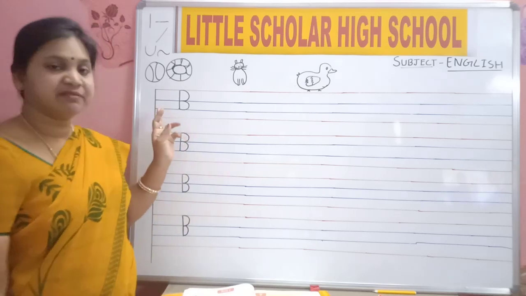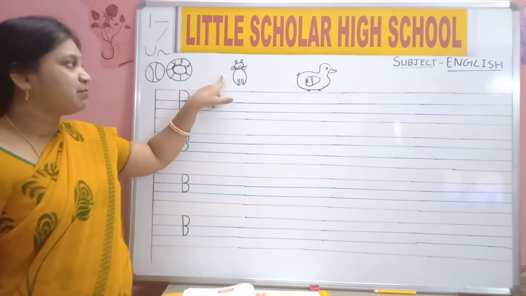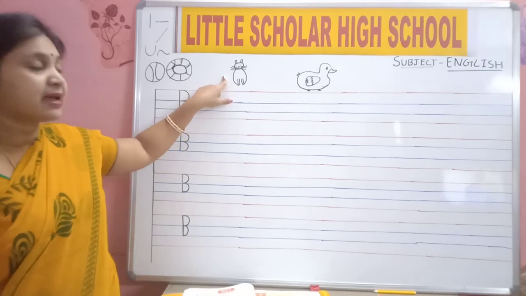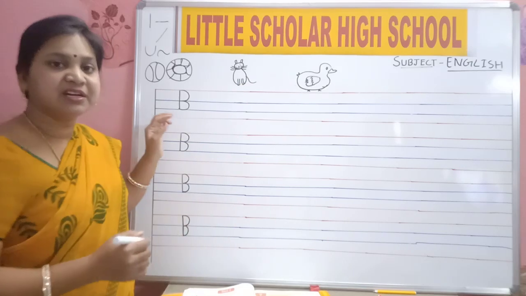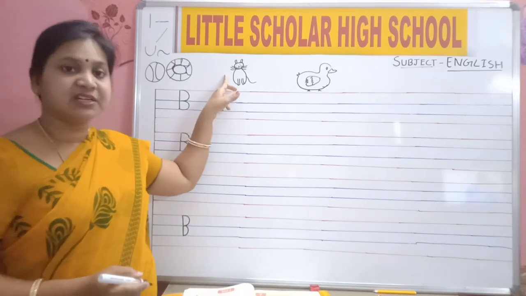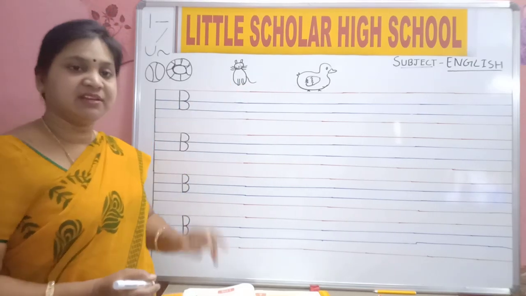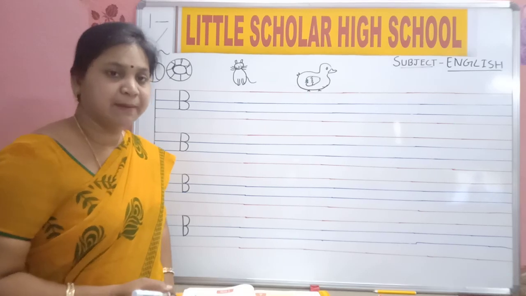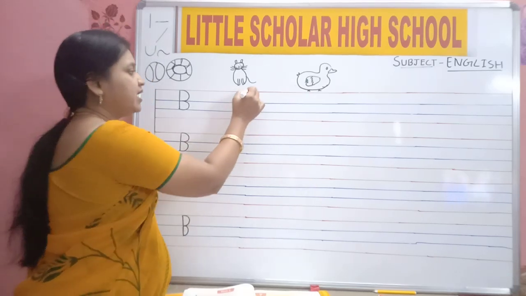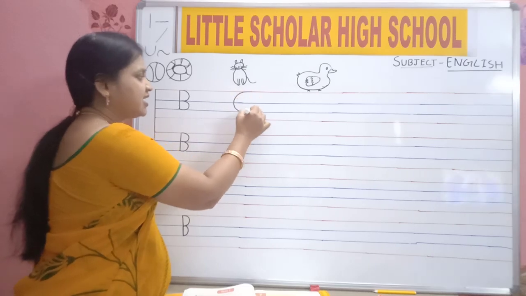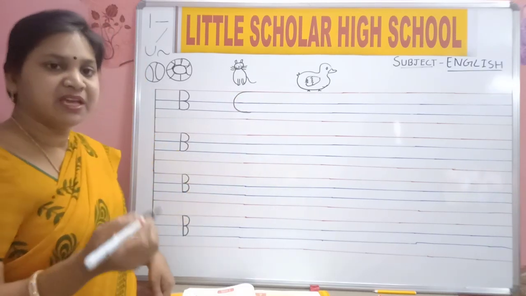Shall we learn one more letter? Then see the picture and say which one is this? Cat. Yes, C for cat. Now shall we learn how to write C? Yes, see the board. Very simple, children. One big curve. This is C. Finish.